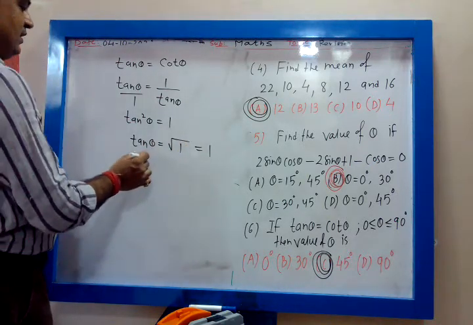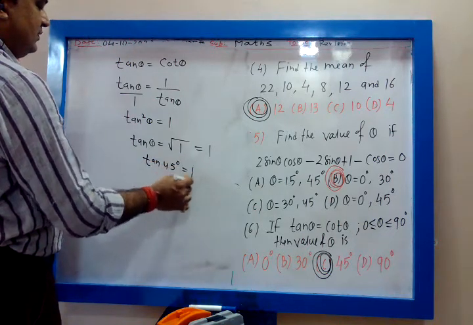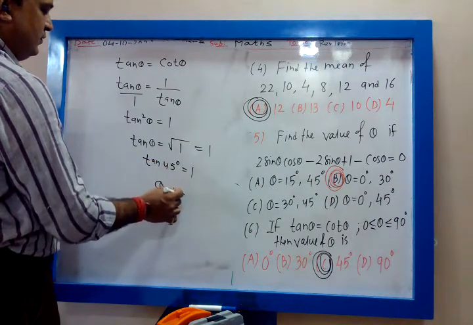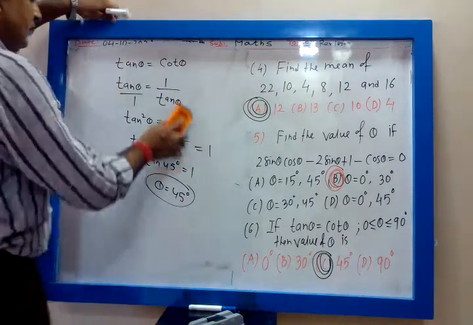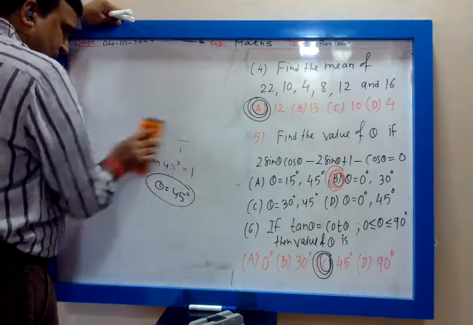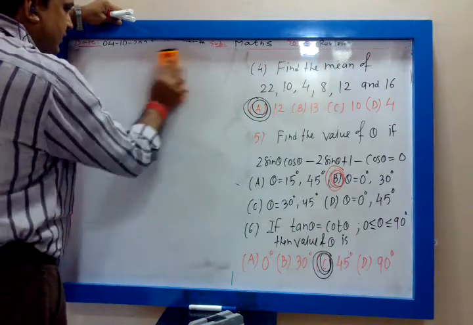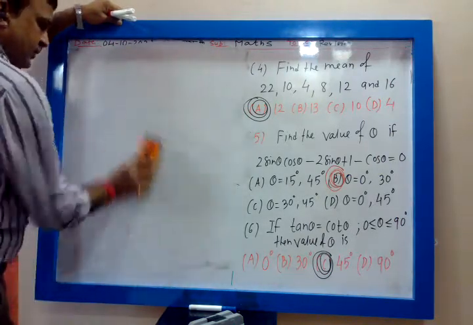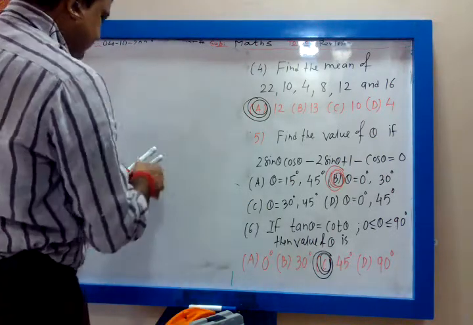So tan of which angle is 1? Tan 45 degree is 1. So that will give you theta is equal to 45 degree. So theta is equal to 45 degree means option C was correct. Option C is correct. Chalo. So 6 problems we have covered. Let me cover a few more problems.